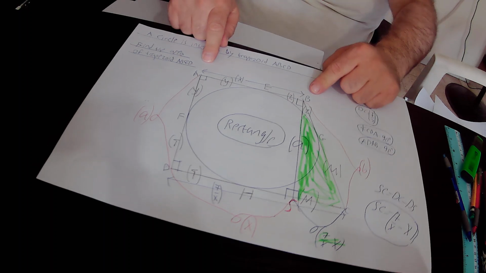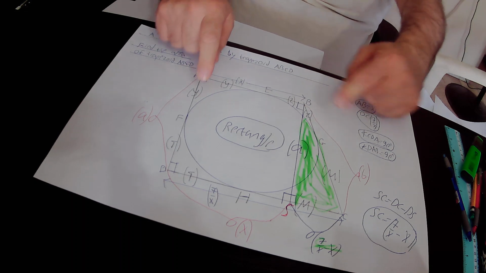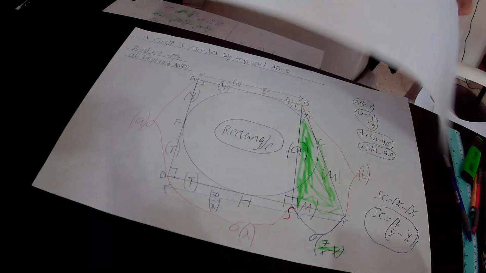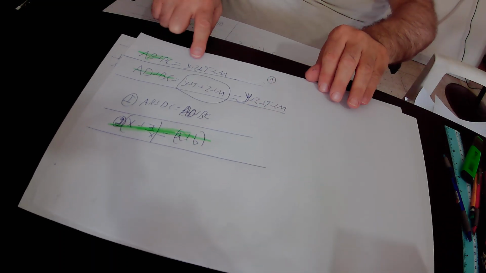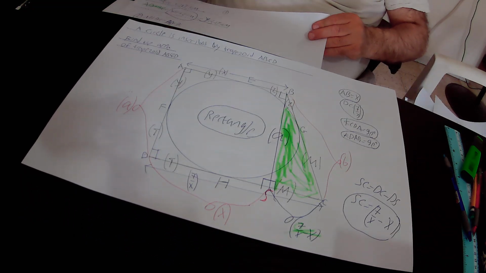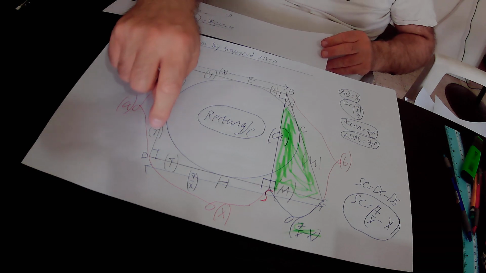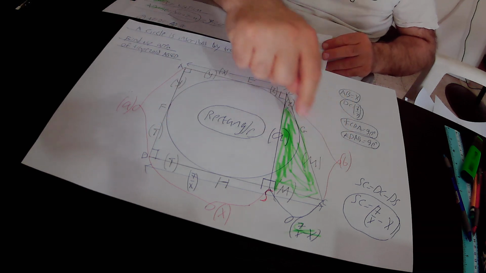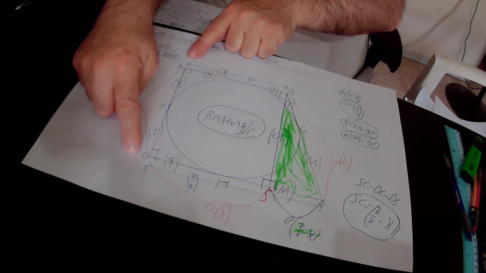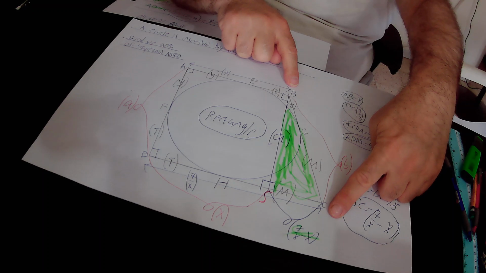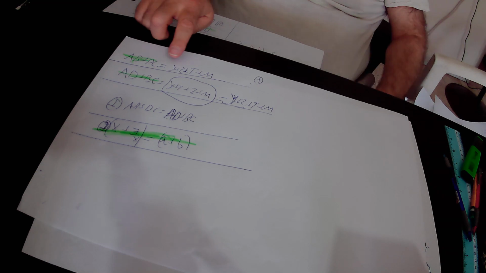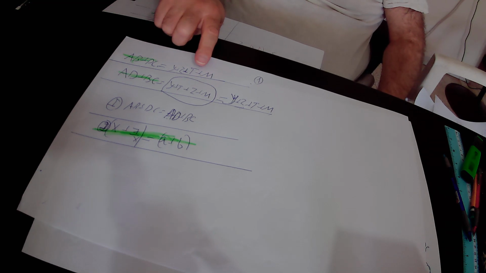AB equals Y plus Z, and DC equals T plus M. So in total, AB plus DC equals Y plus Z plus T plus M. And what is the value of AD plus BC? AD equals Y plus T, and BC equals Z plus M. So in total, AD plus BC equals Y plus T plus Z plus M.